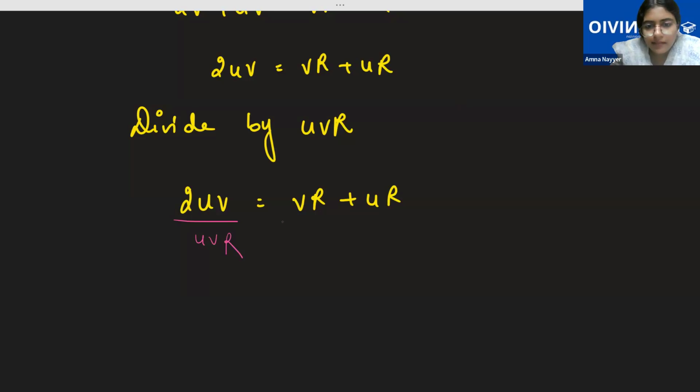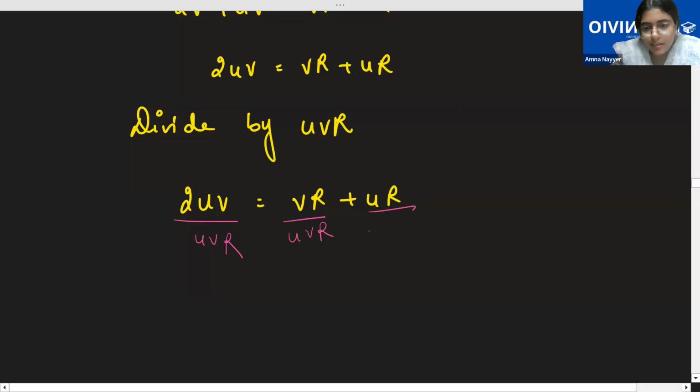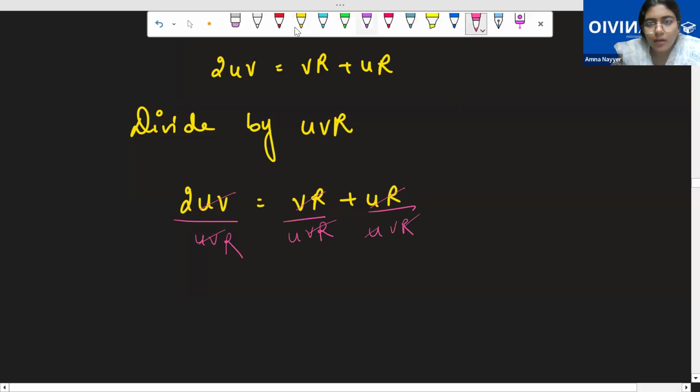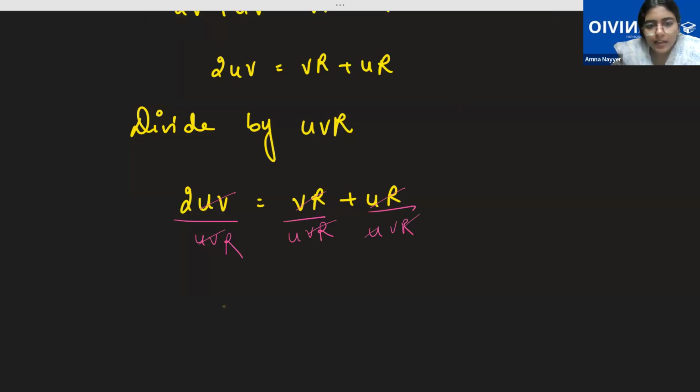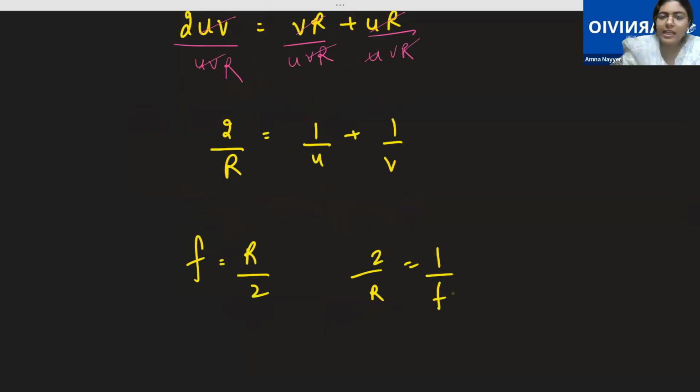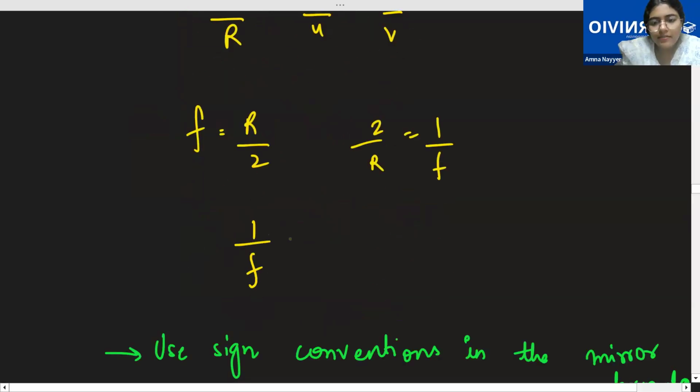Okay. Divide this by UVR, I'm saying. So you will get UV will be cancelled. VR will be cancelled. UR will be cancelled. What will we be left with? 2 by R is equal to 1 by U plus 1 by V. Plus focal length is R by 2. So 2 by R will be 1 by F. Derived? 1 by F is equal to 1 by V plus 1 by U.